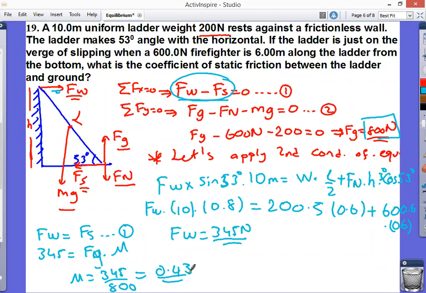What does F ground stand for? F ground stands for the force due to ground, okay? The force due to the ground.